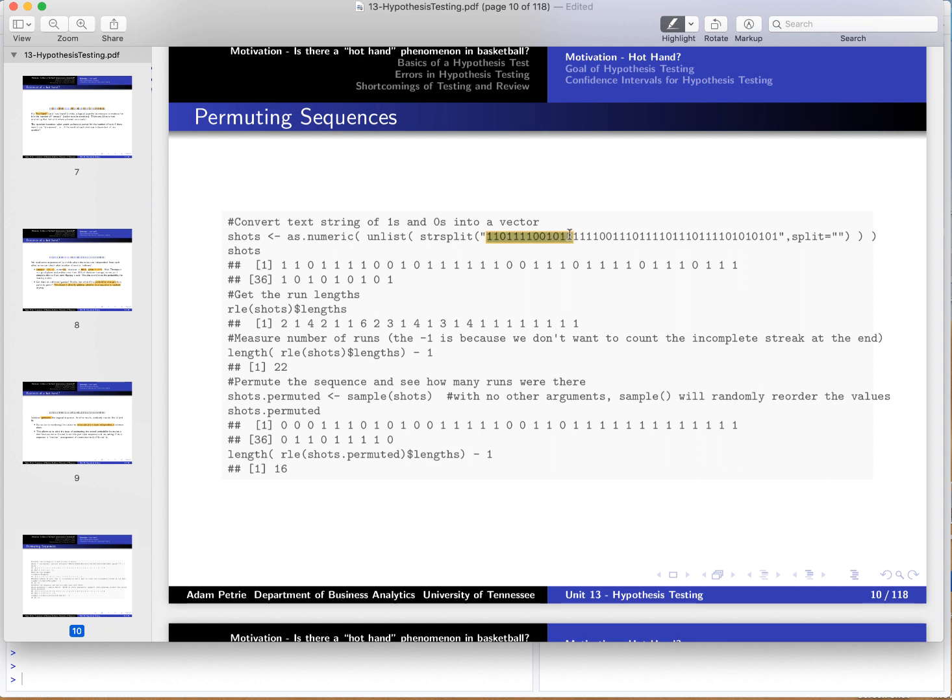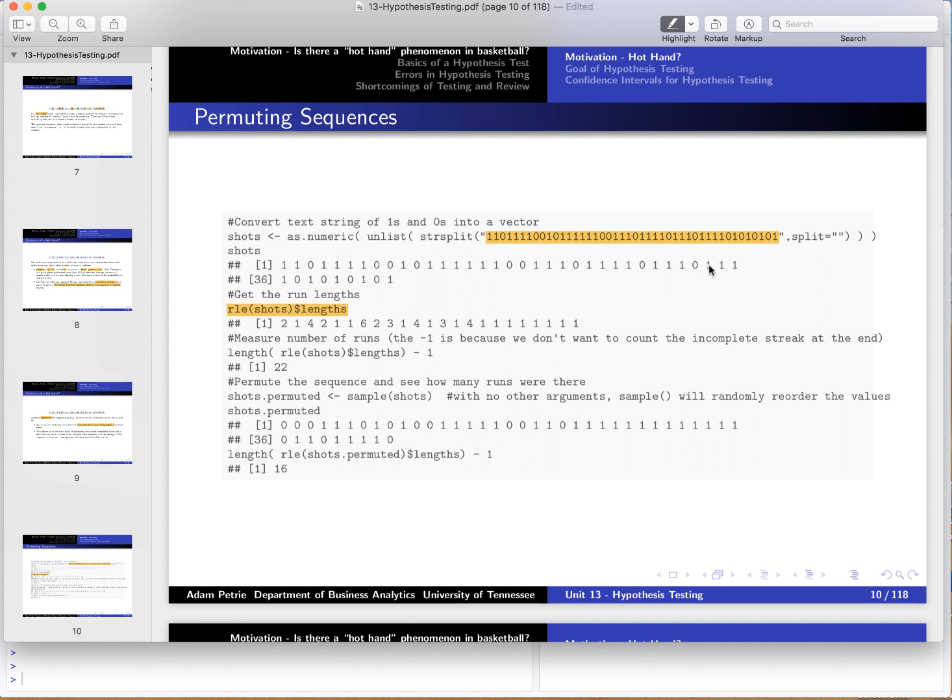If we take our original sequence and just convert it into a vector of ones and zeros, we can measure the total number of streaks with this cool command in R called RLE, run length encoding. If we say RLE on our vector of data with the $lengths, we get the run lengths, the streaks. So we started out with a streak of 2, streak of 1, streak of 4, 2, 1, 4. We see it matches up. And if we want the total number of streaks, we can just count up the length of this vector and then subtract 1 from it.